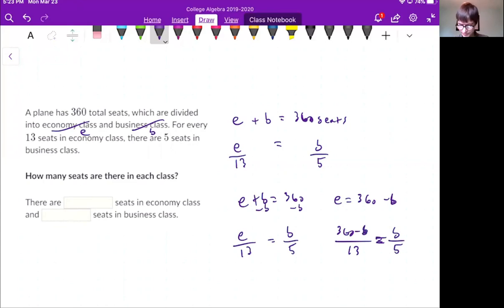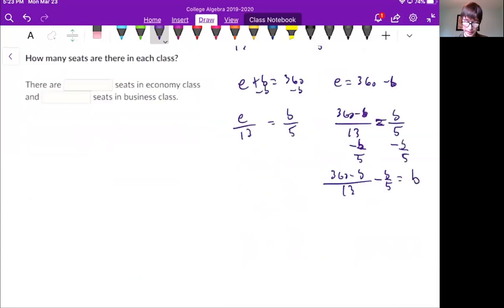This might take a step or two. We've got one equation, but we can solve this. We need to get all the B's to one side of the equation. They're both fractions though, so we have to move the entire fraction together because it's all one unit. So let's move the B over 5 to the other side. Minus B over 5 on both sides gives us (360 minus B) over 13 minus B over 5 equals 0, because B over 5 minus B over 5 is 0.